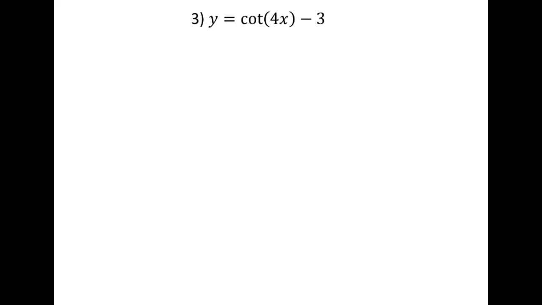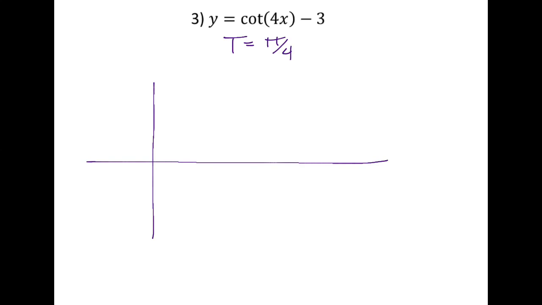Alright, let's graph a cotangent graph now. Again, we need to figure out what the period is going to be. So we're going to take the normal period of pi and divide it by the coefficient. So we're going to get a period of pi over 4. And we're shifting everything down by 3. So let's draw some axes. And let's go 1, 2, 3, and let's dash in a line of symmetry.